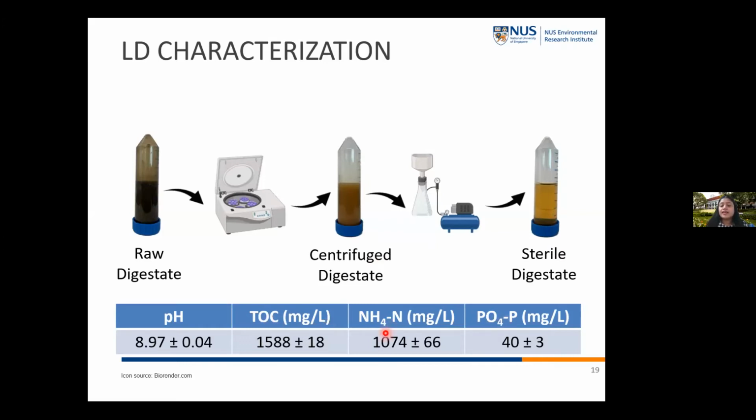Now, the reason that I am mentioning ammonium and phosphate here instead of total nitrogen and total phosphorus is because this digestate comes from the anaerobic digestion process. During the anaerobic digestion process, most of these complex molecules are already broken down. So that's why we can only see the simple molecules here, which are very easy for microalgae to consume.